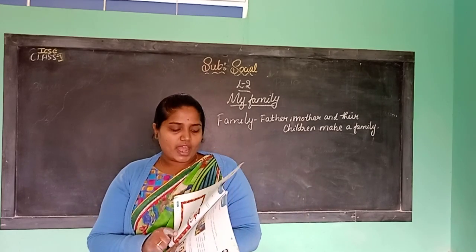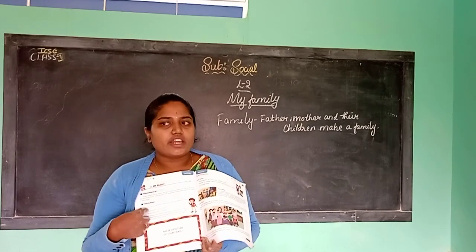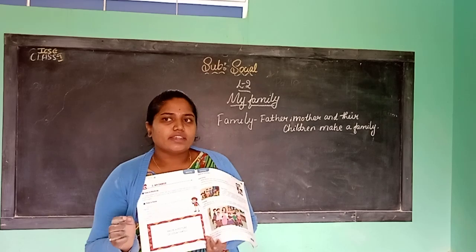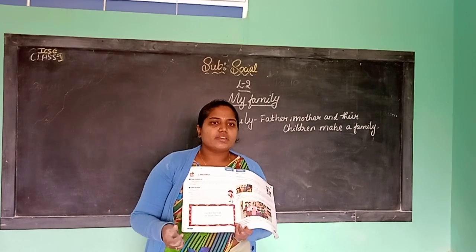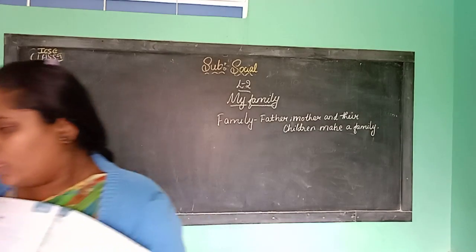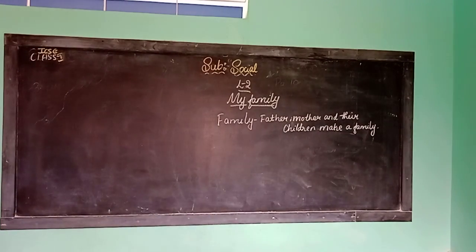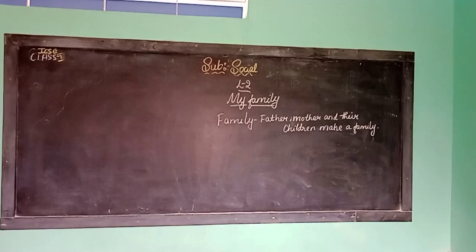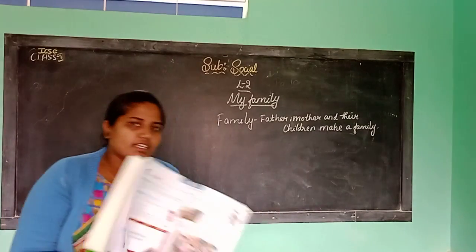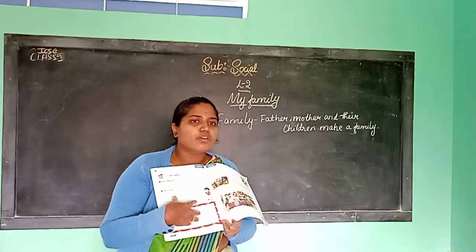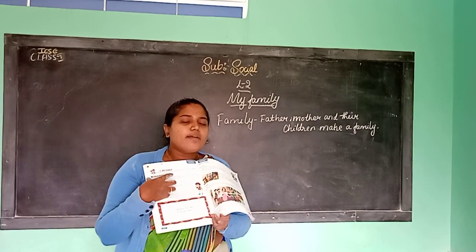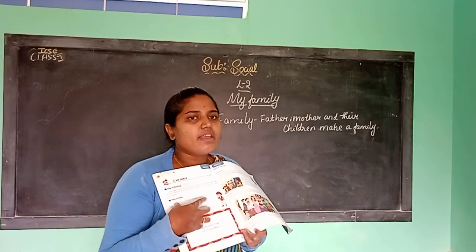Raju is my brother, I am his sister. What is Rani saying? Raju is my brother, I am his sister. Raju calls me sister, and to me he is a brother. So what is she saying? I am a sister of Raju. Raju is my brother.